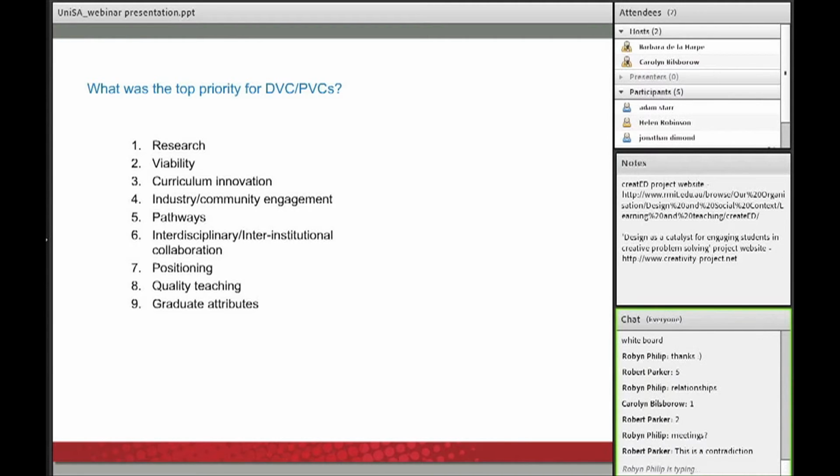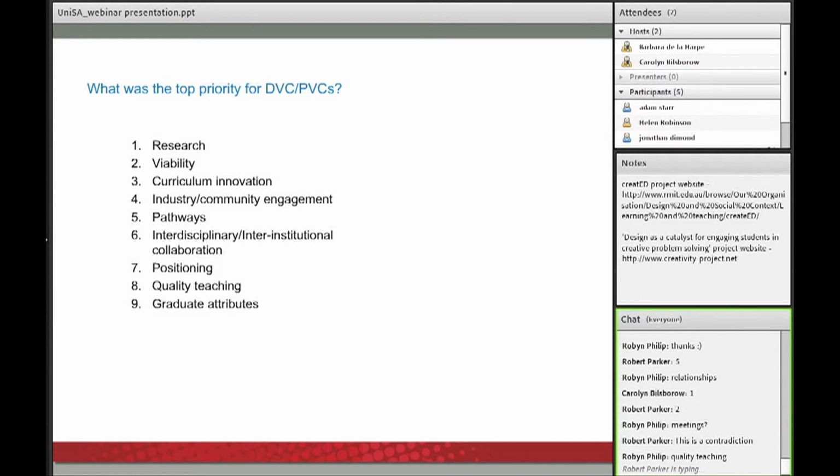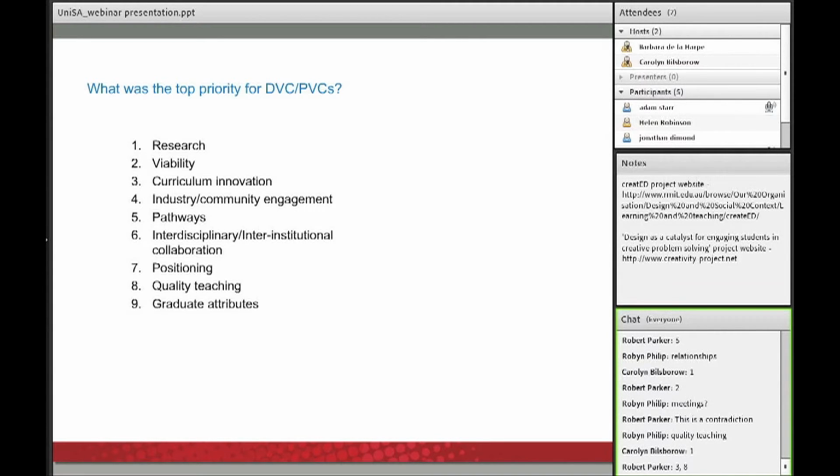Now, why did Robert say this is a contradiction? Sure. Okay. Right, 6. Maybe 2. I don't think research something outside. Sorry? Okay, yeah. So what have we got? 1 is research, 3 is curriculum innovation, and 8 is quality teaching.